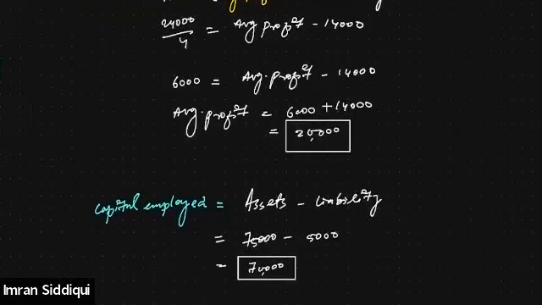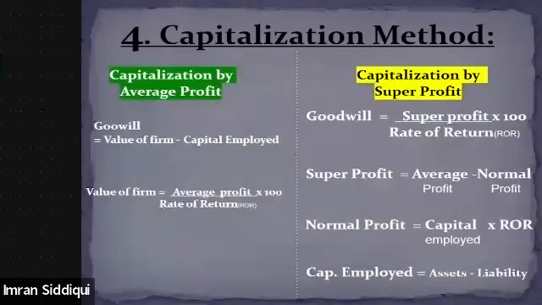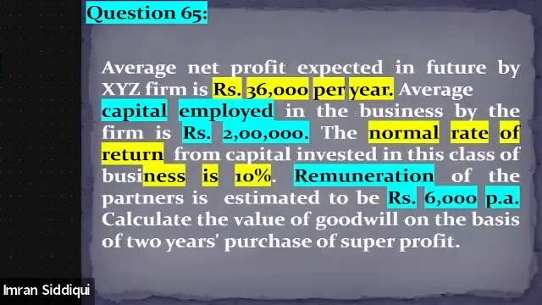Okay. All right. So let's do one more question. Okay, let's discuss question number 65 as well. Average net profit expected in future by XYZ firm is 36,000 per year. This is the average profit of the firm.